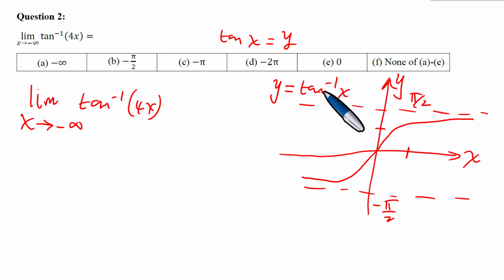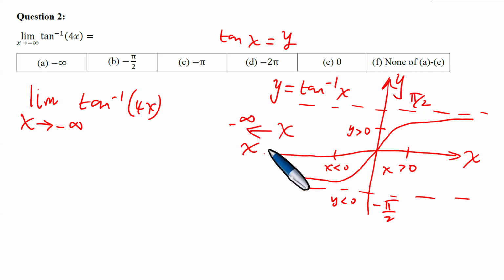So what we're able to see is that this function is an odd function. For a positive x value, y is also positive. For x negative, y is negative. So that sort of justifies this kind of pattern. But what happens when x now becomes negatively infinite?